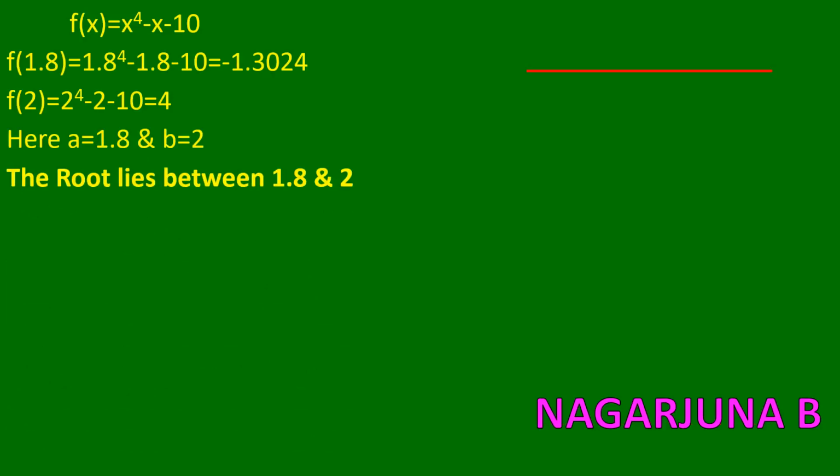The first approximate root we need to find lies between 1.8 and 2. Diagrammatically, draw a line. At one end write 1.8, and for this one you have got a negative value, that is minus 1.3024, write it as negative. At the other end 2, for this you have got a value of 4, which is positive, write it as positive.